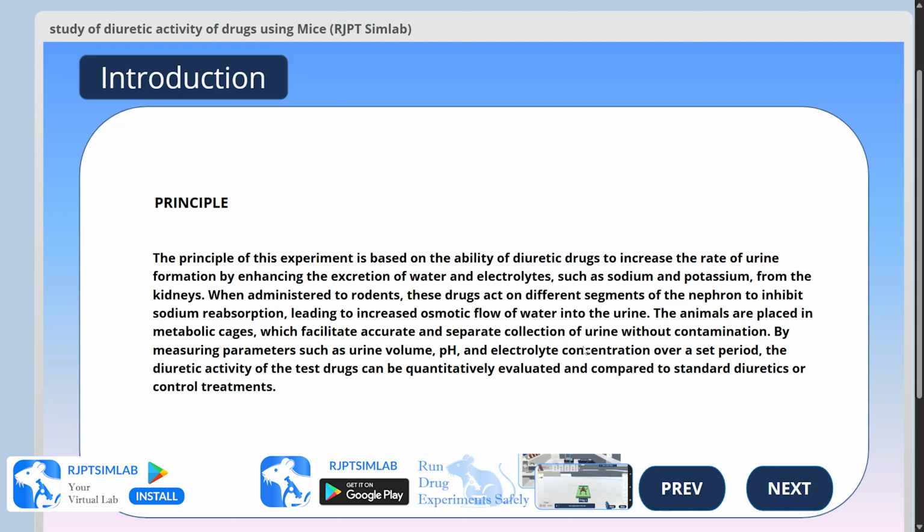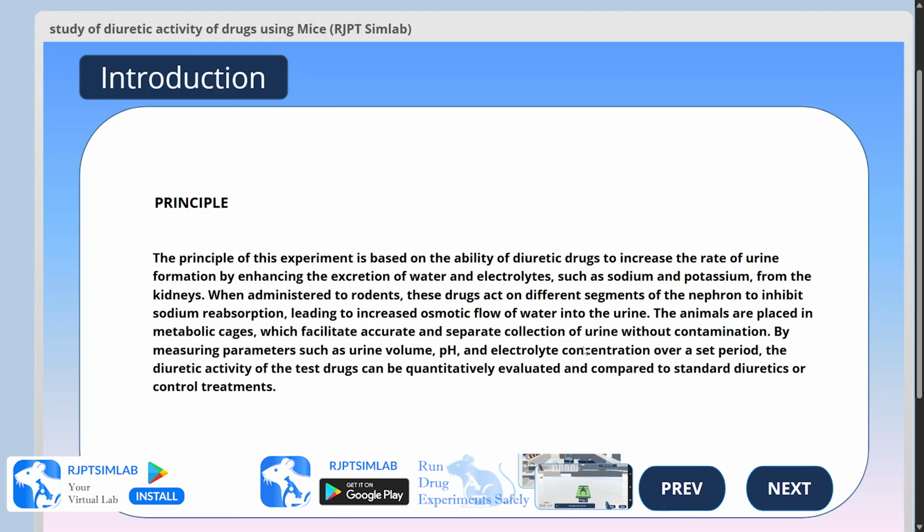Now let us see the principle. The principle says that this experiment is based on the ability of diuretic drugs to increase the rate of urine formation by enhancing the excretion of water and electrolytes such as sodium and potassium from the kidneys. When administered to rodents, these drugs act on different segments of the nephron to inhibit sodium reabsorption, leading to increased osmotic flow of water into the urine.